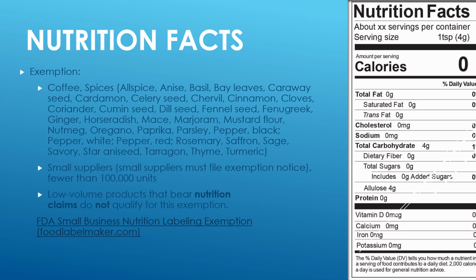Low volume products that bear nutrition claims don't qualify for exemption. So, which means even if you're selling two units, but you are making a claim about something that your product has or doesn't have, you will have to put a nutrition fact so people can see, okay, well, you just said that your product is fat free. Well, I have to see the nutrition fact to see if it's really fat free.